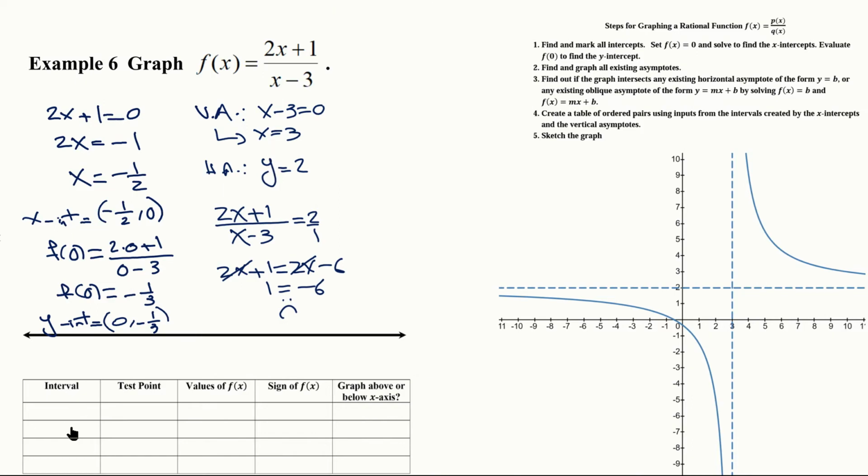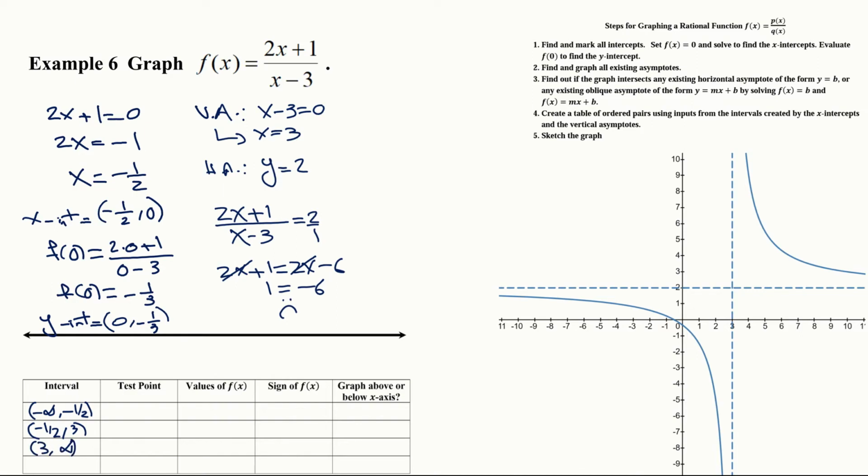Okay, so when it comes to creating our intervals, notice that the points of interest are going to be the x-intercept at negative 1/2 and the vertical asymptote at 3, right? So we'll set up our intervals from negative infinity to negative 1/2, and then from negative 1/2 to 3, and then from 3 to infinity.